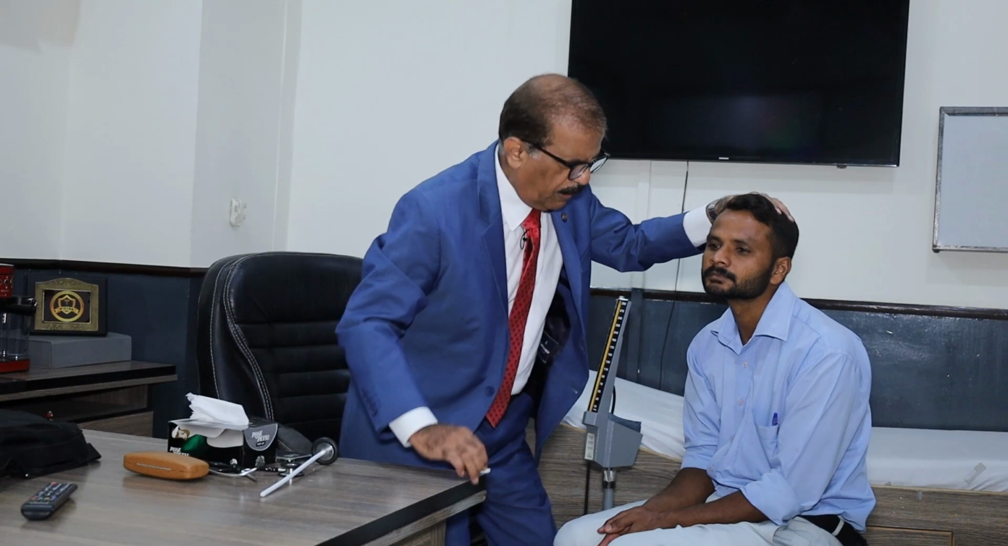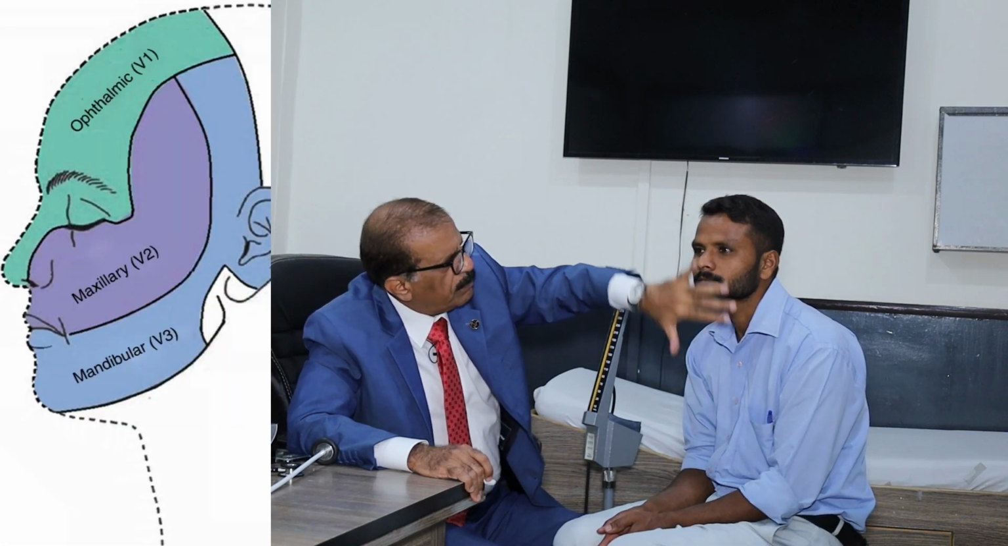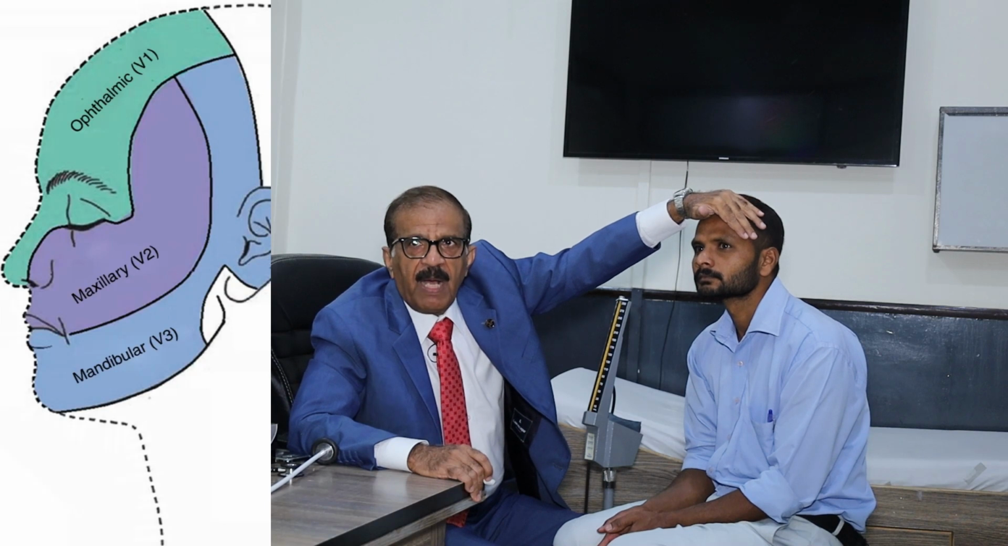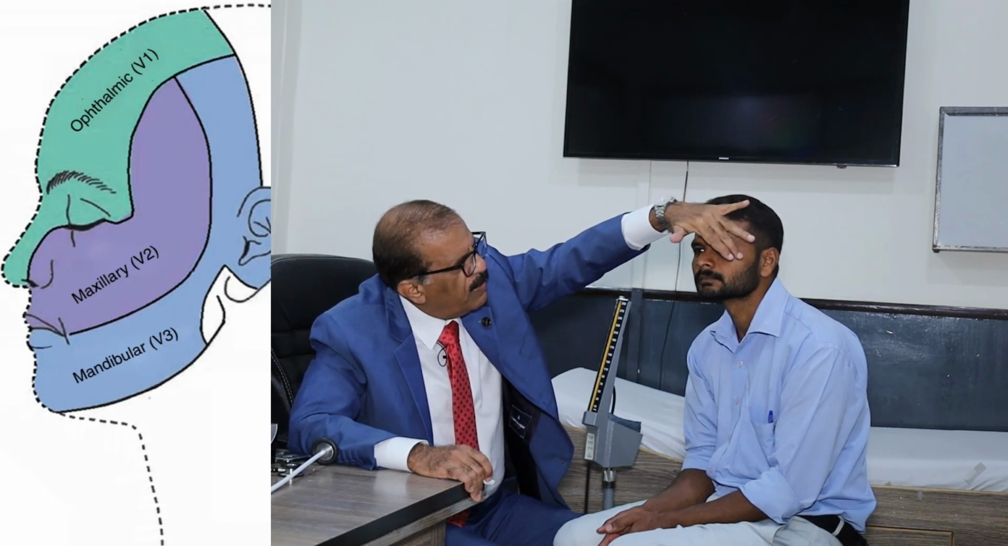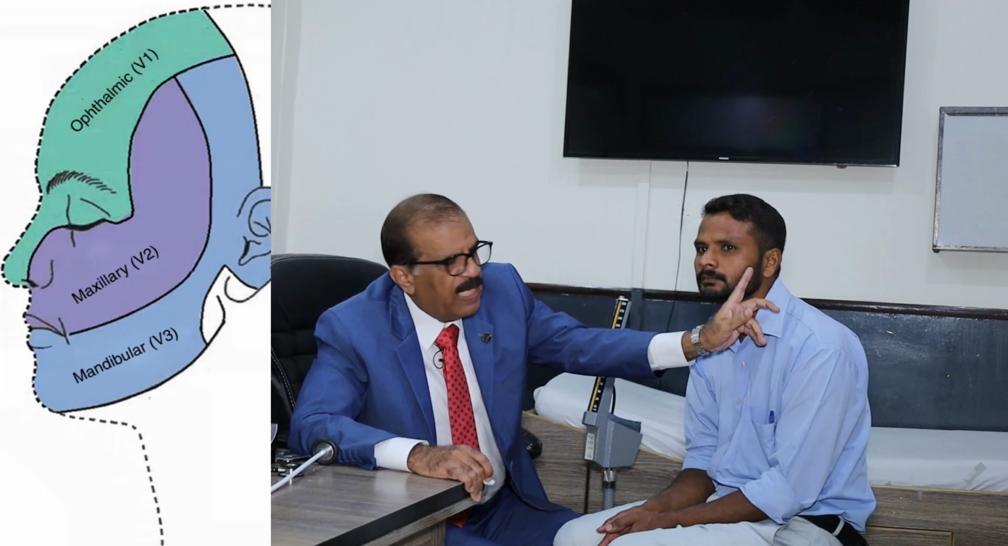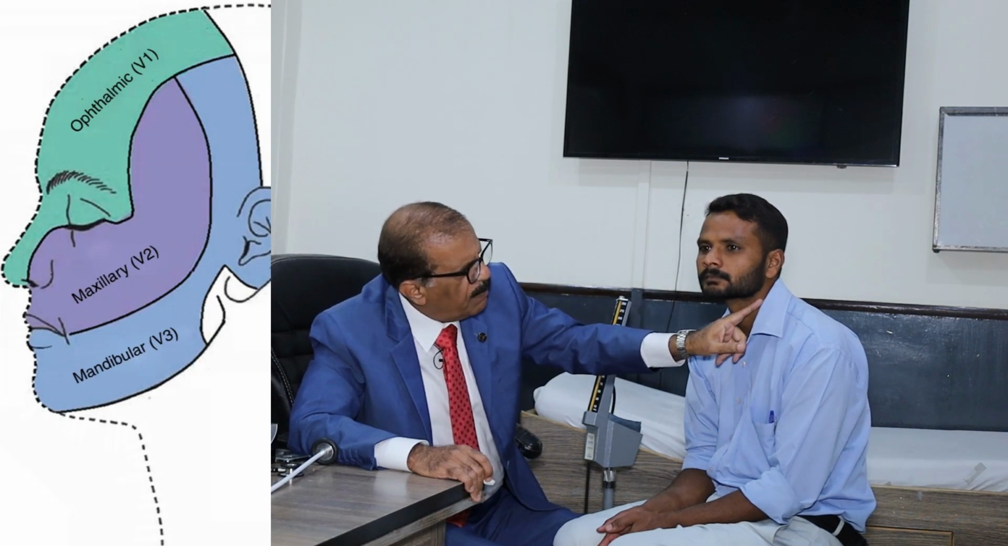All right. So his sensations on the face are intact. There are various parts. This is the ophthalmic division of the fifth cranial nerve. Then we have the maxillary division, then the mandibular, and there are some cervical branches also. So we can test all of these on both sides. So the sensations are intact.